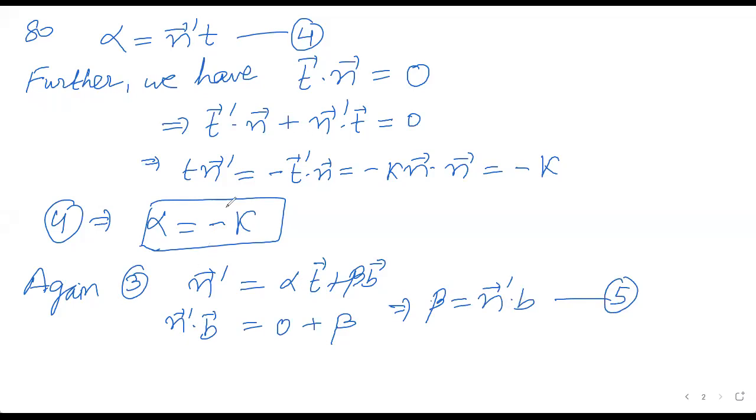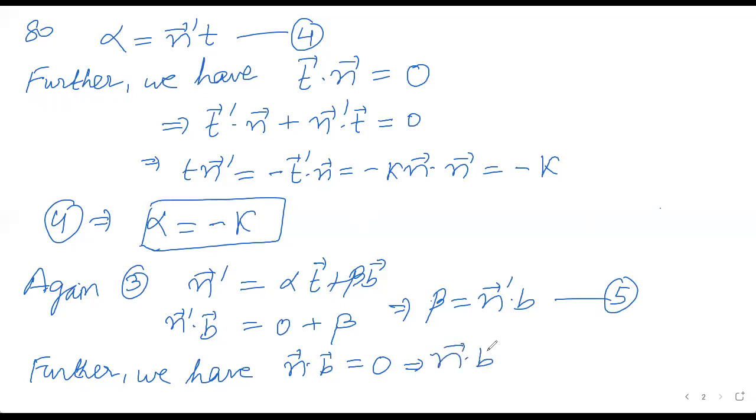So you know, here I took t dot n 0. Now I will take further, because I want to find n dash b, so I will take n dot b is equal to 0. Now what is next step? Differentiate. Differentiate कर दें इसे. Same, because I want n dash b. So when you will be differentiating, you will get n dash dot b plus n into b dash is equal to 0.